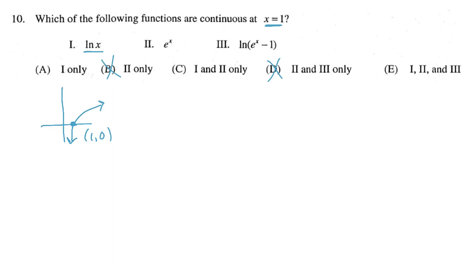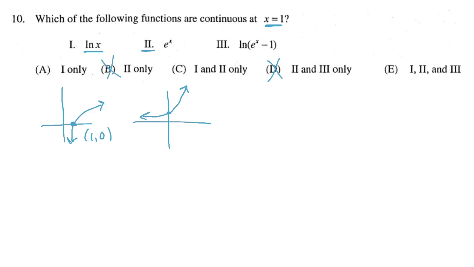now e to the x, if we look at the graph of it, e to the x is the inverse, of course, of the natural log of x. And it does something like this. So yeah, you would be continuous at 2 for sure. Now, let's look at number 3.